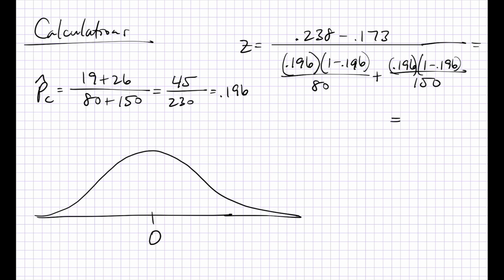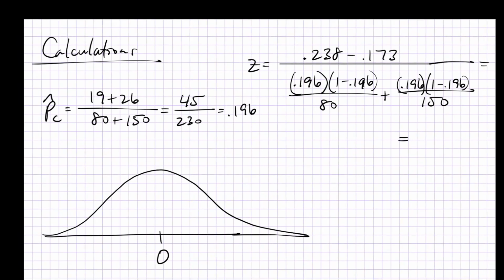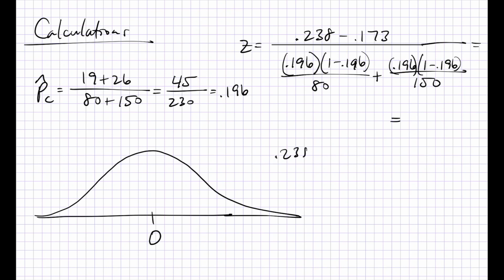Now, based off our sample, what is the difference? Oh, 0.196. No, that's not the difference. That's pooled. What's the difference in our sample proportions? That is 0.238 minus 0.173. You get 0.065. That's what I'm going to use.